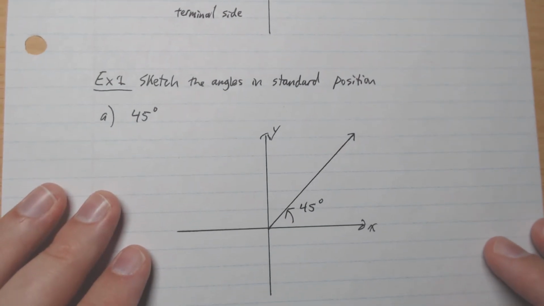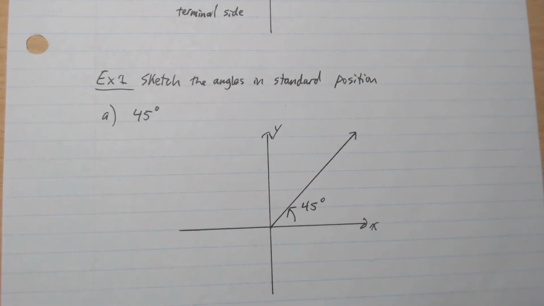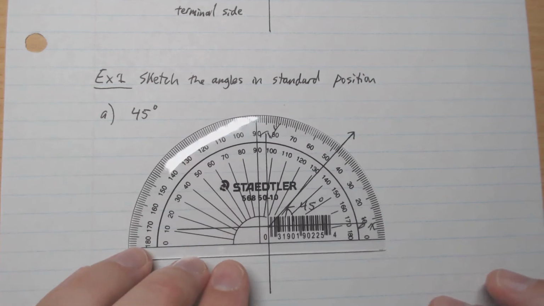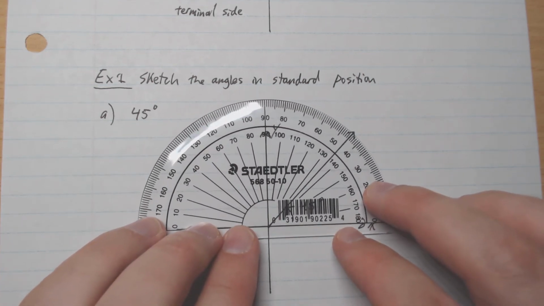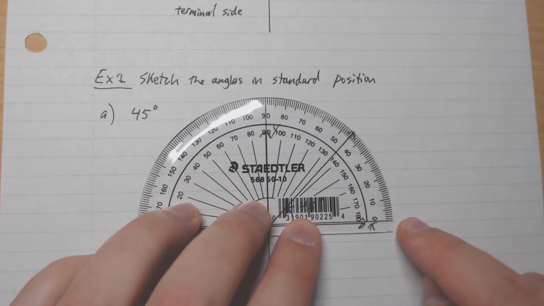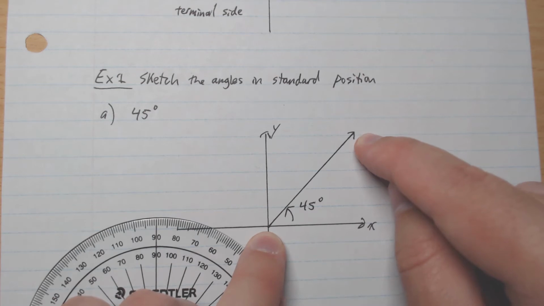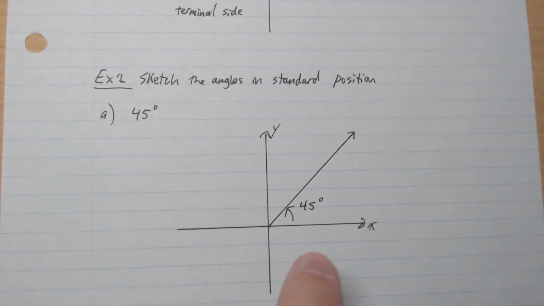Okay, so example 1, sketch the angles in standard position, 45 degrees. All right, so you probably used the protractor before, but I'm just going to show you really quickly. You line up this on the initial side like that. You go to 45, put a little dot, and then you use your ruler to draw that line right there. And so this is 45 degrees sketched in standard position.